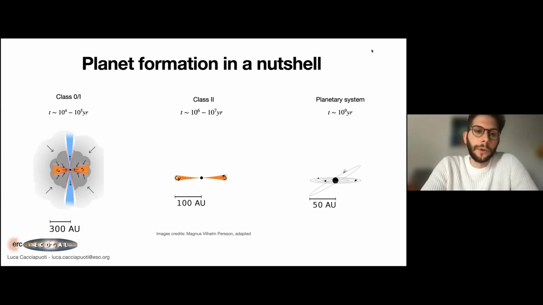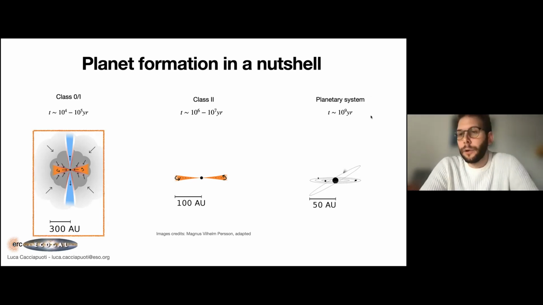And then as time goes by, the envelope collapses onto the disk and the star gets more and more evolved, you are basically left with a disk of dust and gas. You disperse the envelope, the outflows are not there anymore, and now you're left with this isolated disk in which planets can grow. And this lasts for a few million years until you're left with your planetary system that can just live as long as your star. And the phase I am focusing on is the class 0-1 phase, so the very early stage of planet formation.